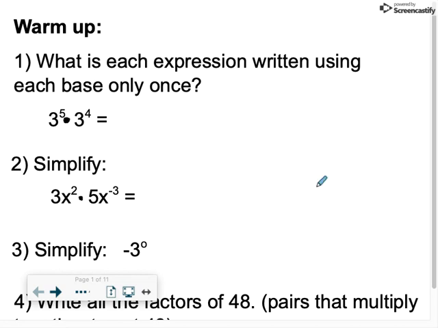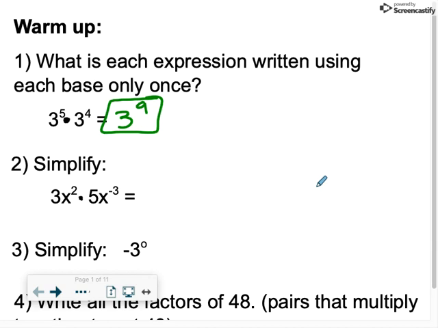To start off with, we're just going to do some warm-up problems here. So first one, what is each expression written using each base only once? So we multiply these two values together: 3 to the 5th times 3 to the 4th. We add those exponents, and we should get 3 to the 9th.